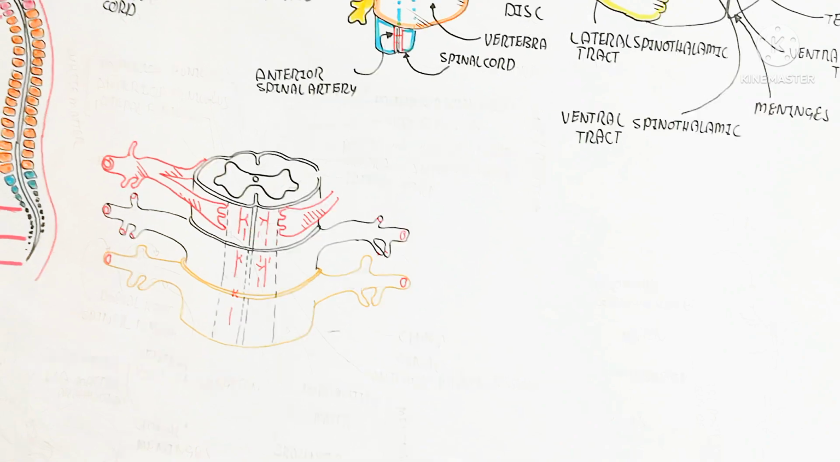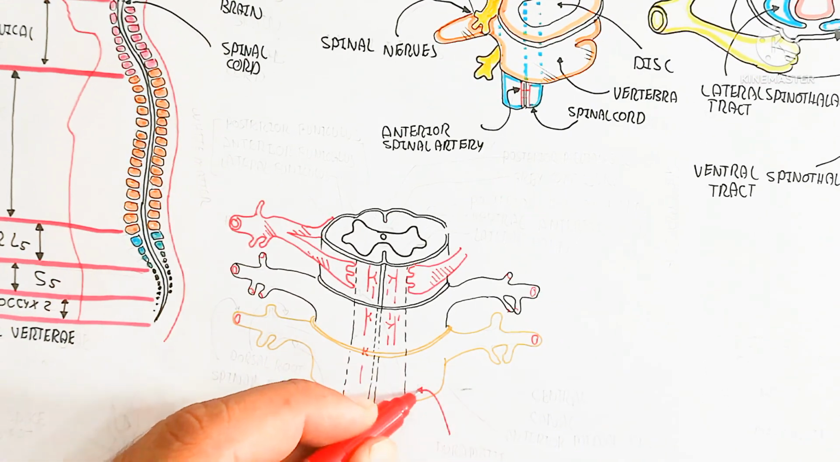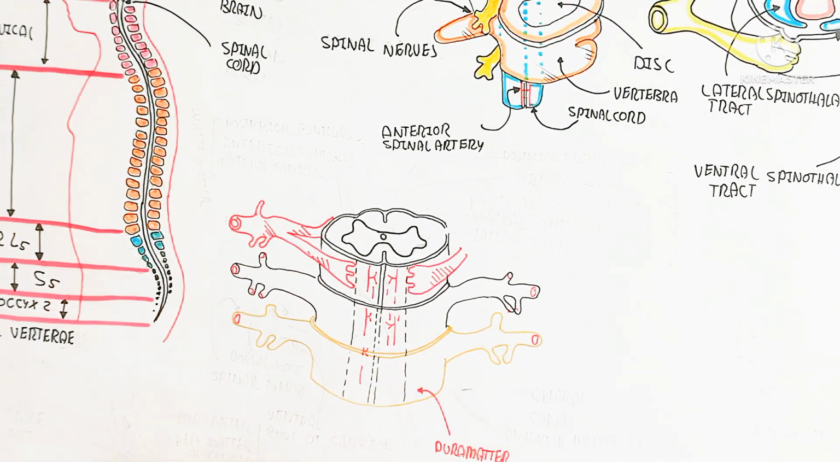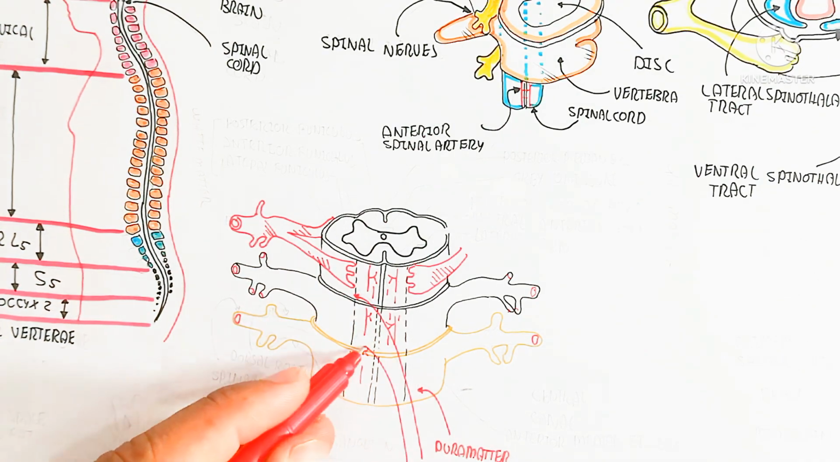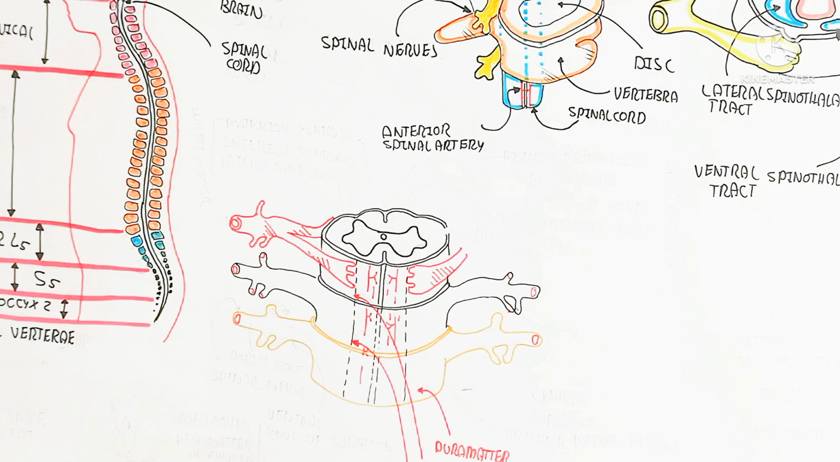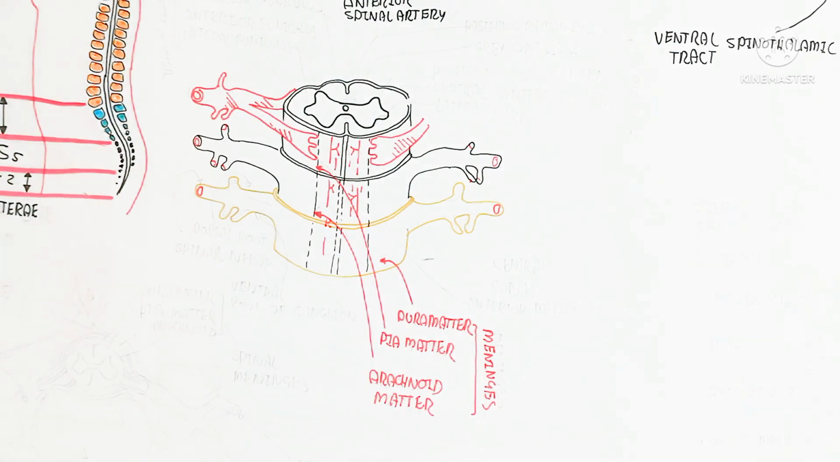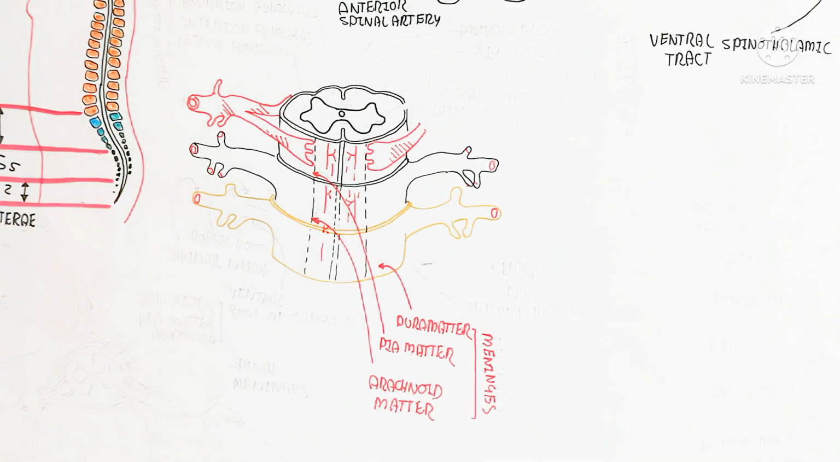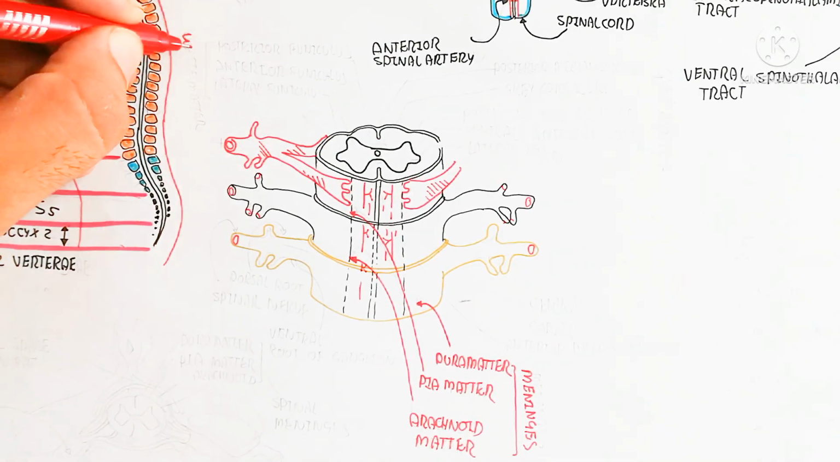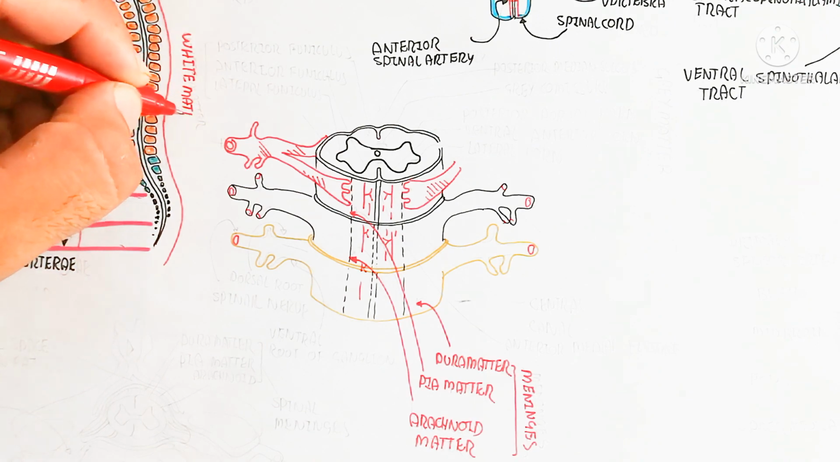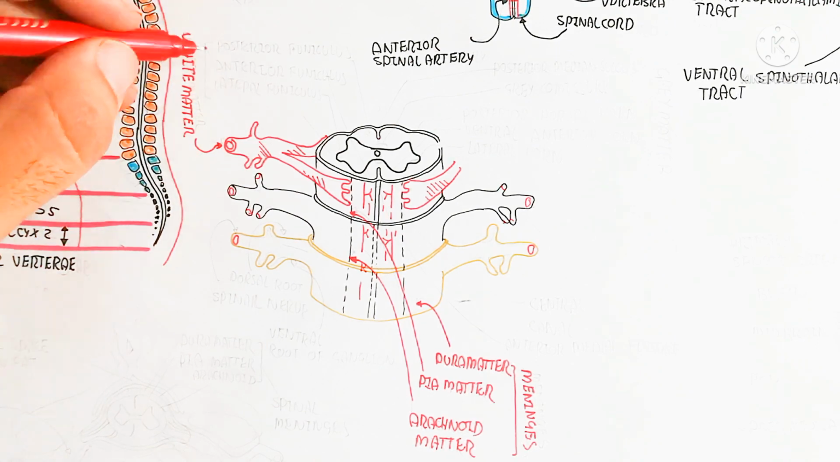This is covered by the meninges. The meninges are the protective layers of the spinal cord: the outermost is the dura mater, the middle is the arachnoid mater, and the innermost layer is the pia mater. The meninges are made up of 3 layers surrounding the spinal cord.